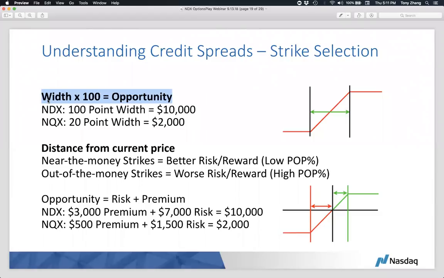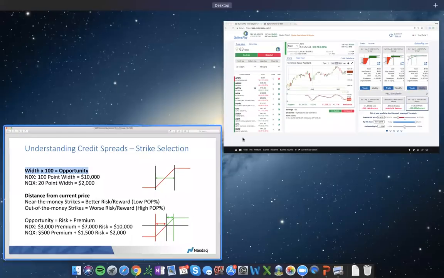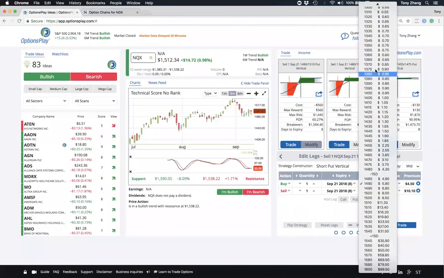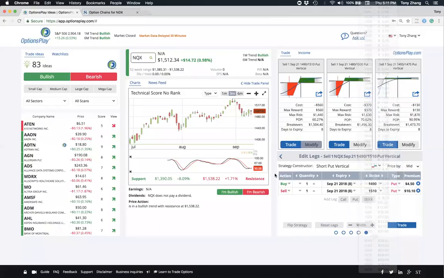Can you show the chain to see how you select the strikes? So you certainly can use the chain. So I can click here on modify and look at the whole strikes. But I would argue that if you're just looking at the chain, it's really difficult to decide which strikes you want to use. That's why we use a more visual approach.